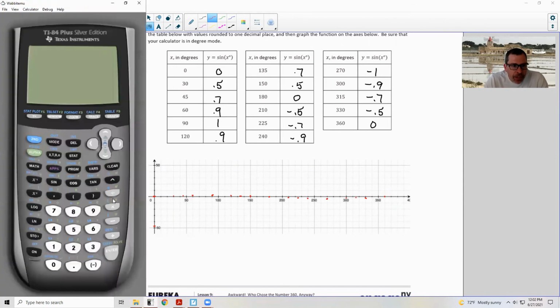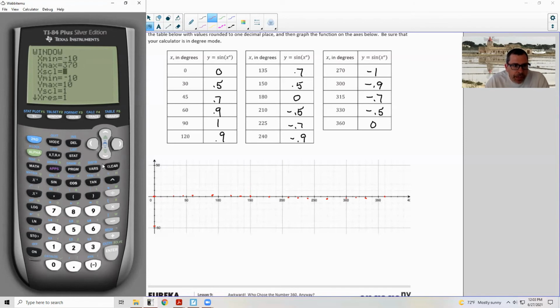And if I did that in my graphing calculator, let's just see what would happen. Clear, y equals the sine of x. Okay, but I'm going to make my window the same as this one. So my x minimum, I'm just going to say -10, and my x maximum will be 370, just so I see it all.